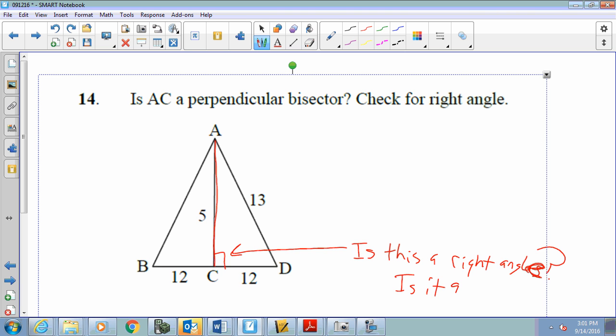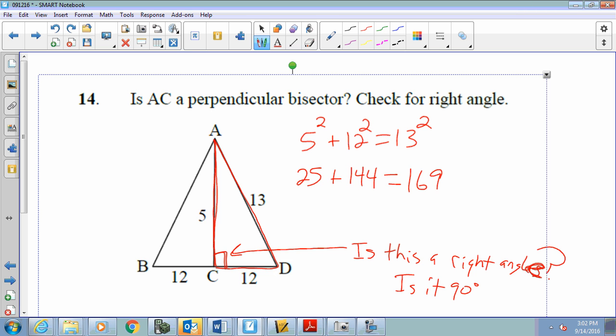Is it 90 degrees? So how we can check, is it a right triangle? If this is a right triangle, then this would be a right angle. So what I can do is plug it into the formula. So I can ask myself, is 5 squared plus 12 squared equal to 13 squared? Is that true? So if that is true, then this is a right angle. Well, let's do it. What's 5 squared? 25. What is 12 squared? 144. What is 13 squared? 169. So what do I have on the left? 169 is equal to 169.